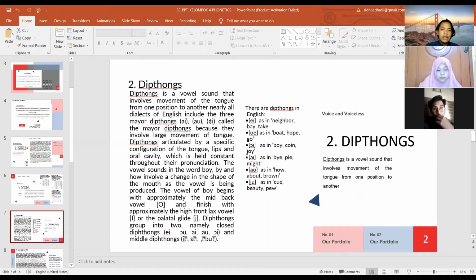Diphthongs are grouped into 2, namely closing diphthongs and centering diphthongs.